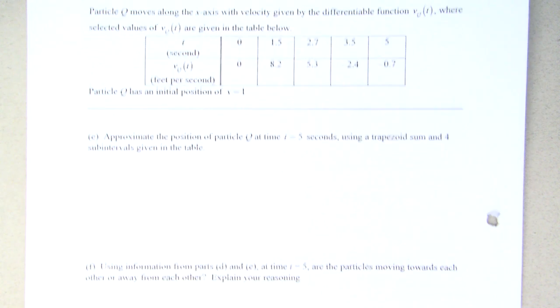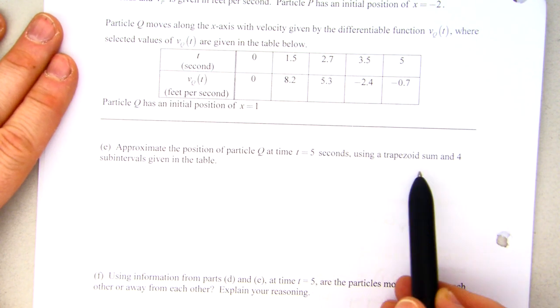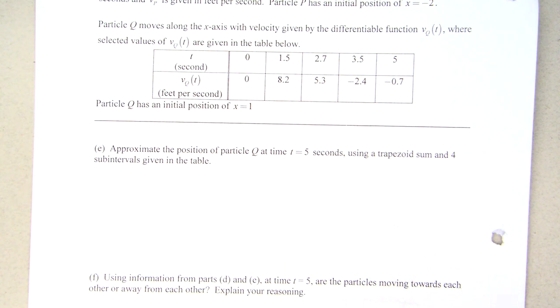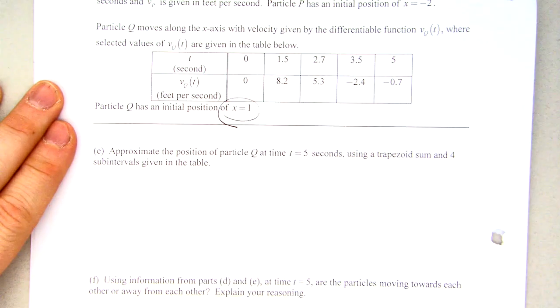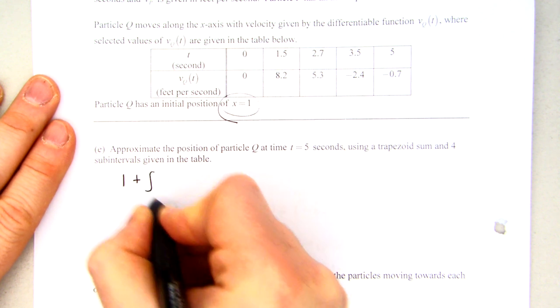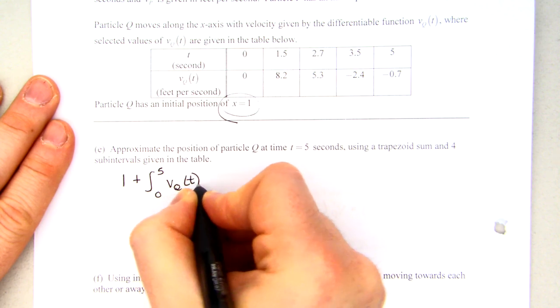Okay, now we're going to approximate the position of particle Q at t equals 5 seconds. We're going to use a trapezoid sum for subintervals that are given in that table. Do you know your starting position of particle Q? That's P. What was that? Not 0. 0 is my starting velocity. 1 is going to be my initial position. So what we're going to do is the exact same idea. We're going to do 1 plus the integral from 0 to 5 of v sub q of t dt.